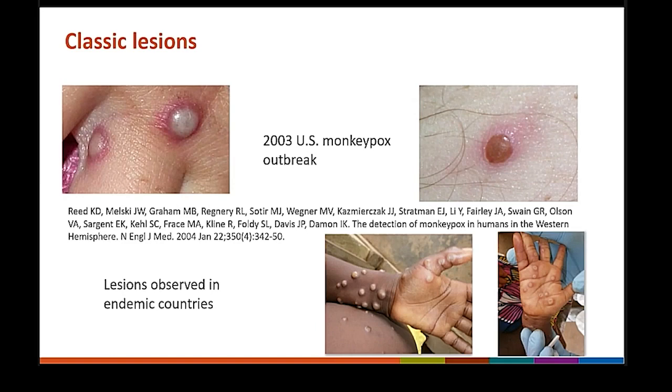The photographs on the bottom side of this slide are the photographs that you've probably commonly seen associated with endemic countries, and they are large lesions, they are hard to miss, and they are, again, firm, well-circumscribed, and deep-seated lesions that are painful.